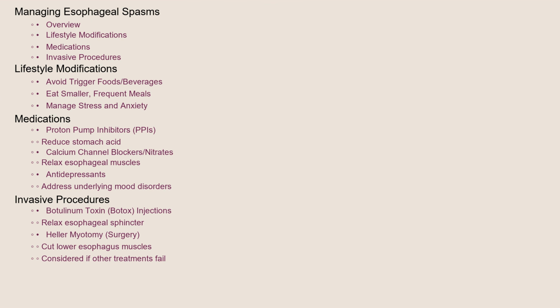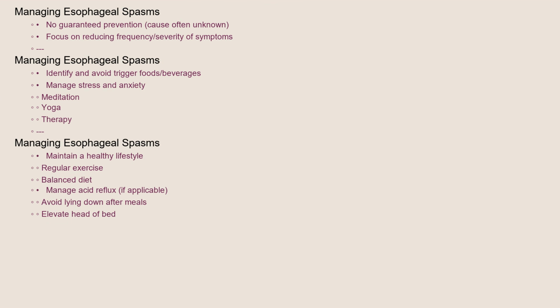In severe cases, botulinum toxin, or Botox, injections into the esophageal sphincter can help relax the muscles. Rarely, a surgical procedure called a Heller myotomy, which involves cutting the muscles of the lower esophagus, may be considered if other treatments are ineffective.